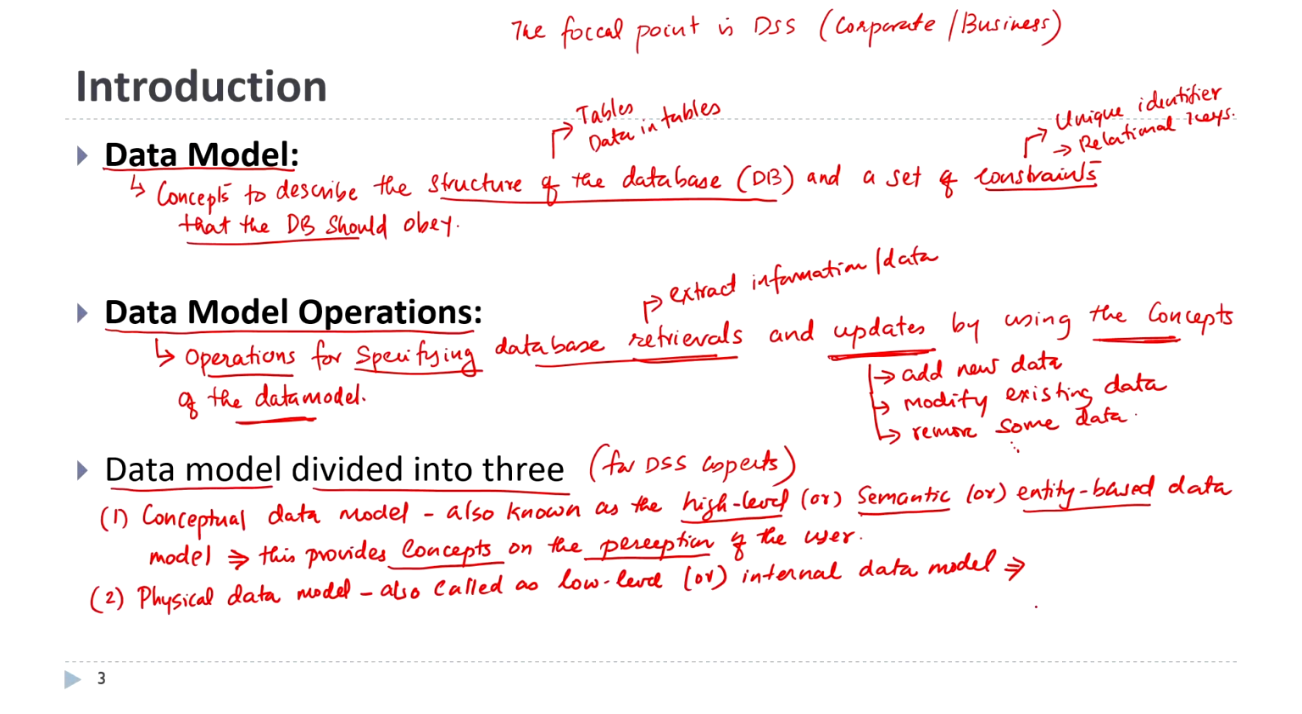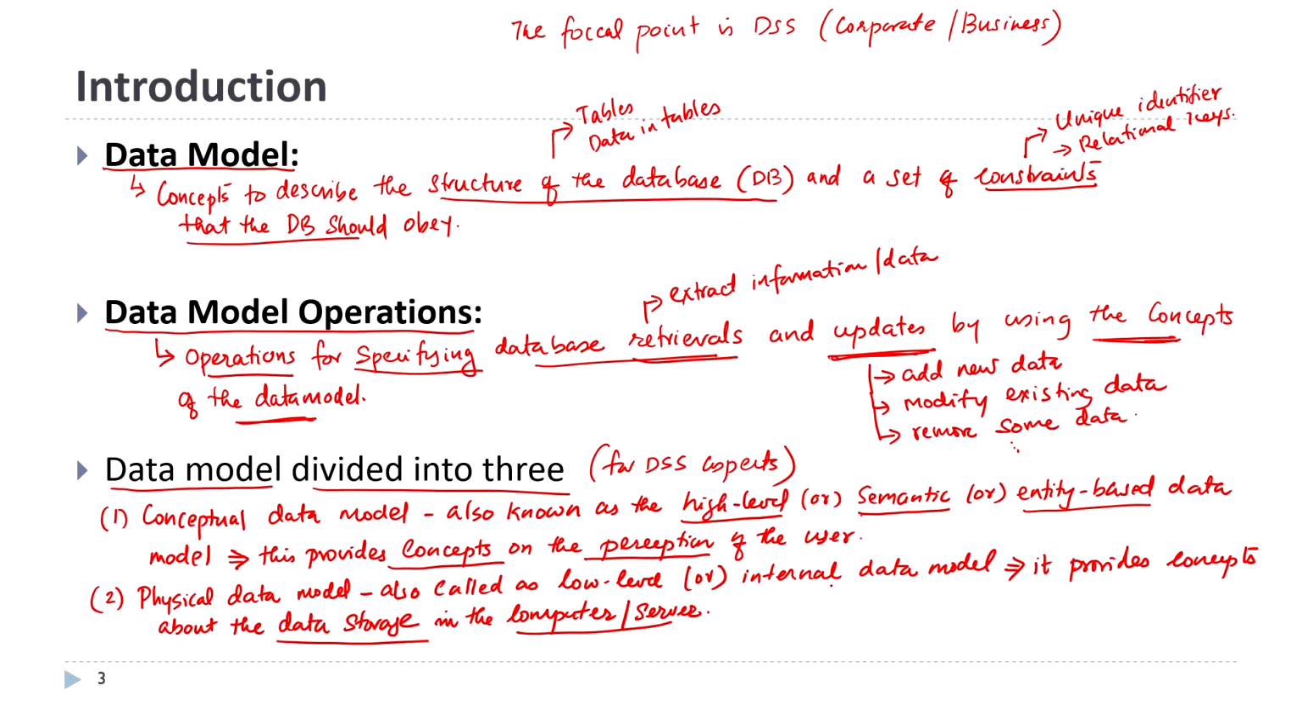It provides concepts on data storage. Where does this data storage happen? In the computer, or a server, or whatever you want to call it. A server is also a computer, right. So, the aim of the physical data model is to give you concepts about how the data is being stored in a computer or a computer server. That is the second aspect of it.